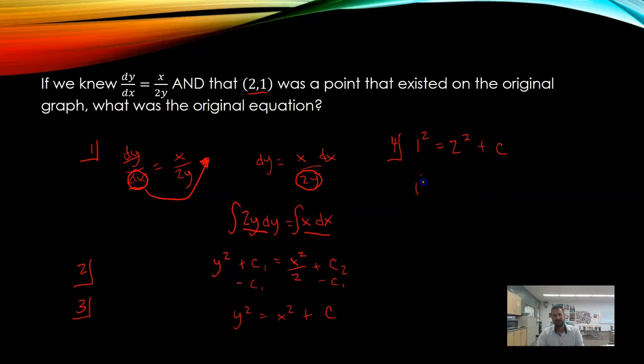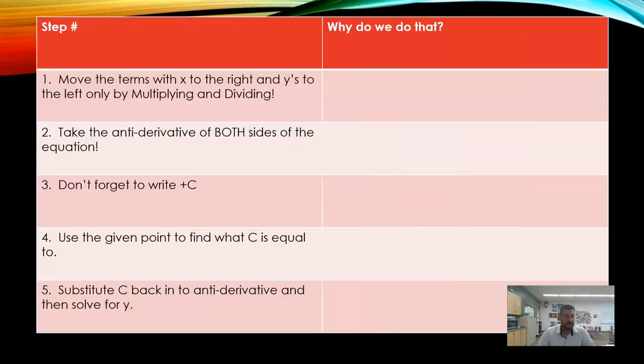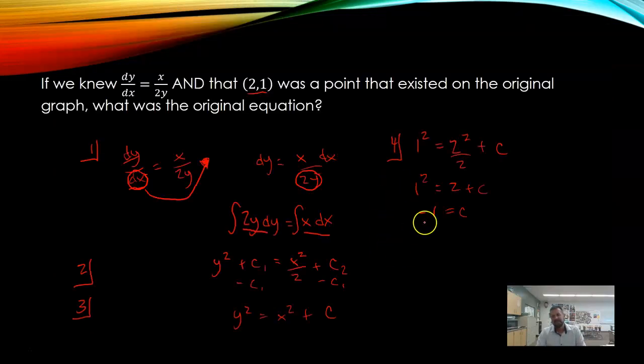So I get 1 squared is equal to 2 squared divided by 2, which is just 2, plus c. So c in this case is equal to -1. So over here, like you see, we find out what c is, and that's step number 4. Step number 5 is what we're going to do is we're going to take that c and we're going to plug it back in like we did with our initial value problems. Oops, this is x squared divided by 2. There we go. That's what was throwing me off.